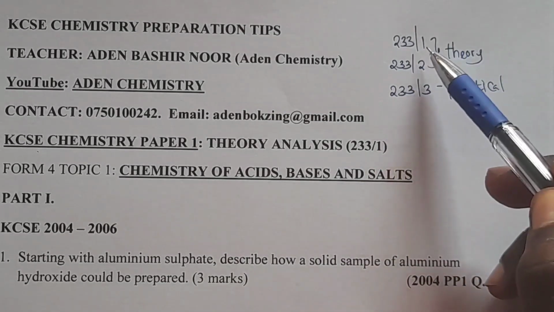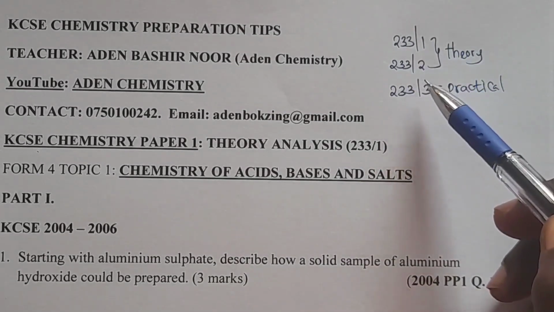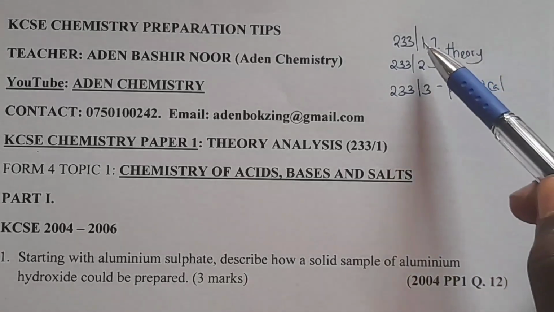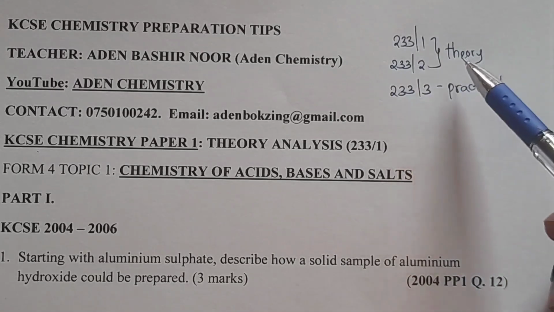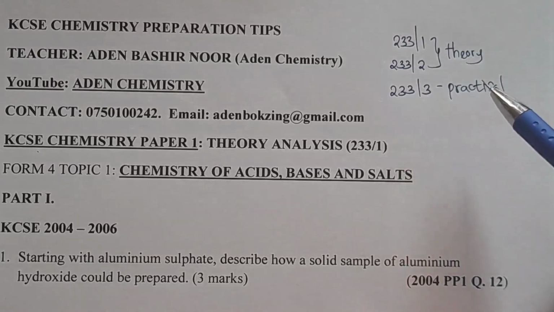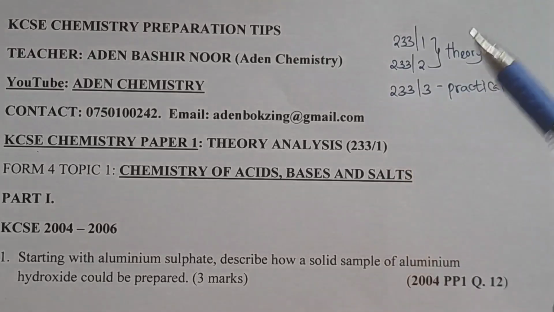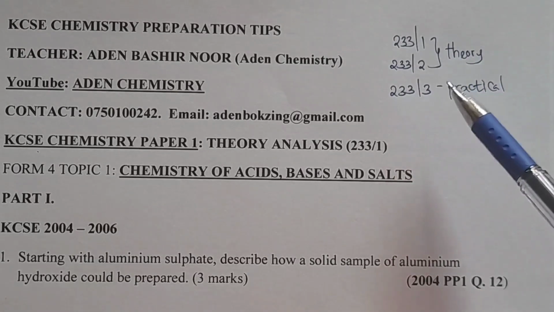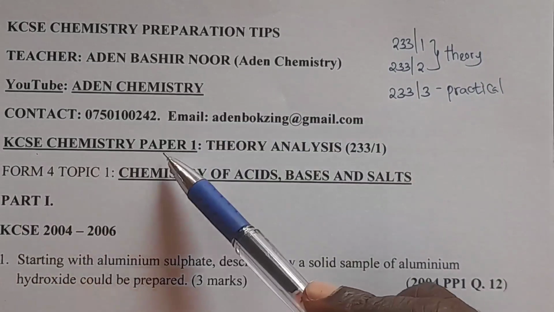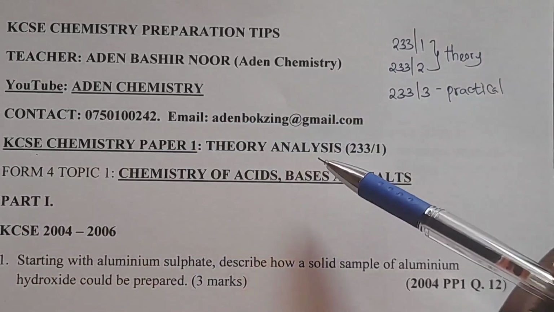Stroke 1 for chemistry paper 1, stroke 2 for chemistry paper 2, and stroke 3 for chemistry paper 3. Both chemistry paper 1 and chemistry paper 2 are theory papers, while chemistry paper 3 is a practical paper. Today we are going to start with the analysis of chemistry paper 1, which is a theory paper.